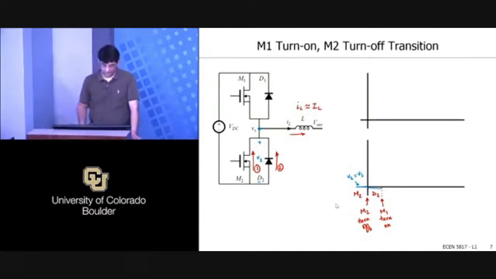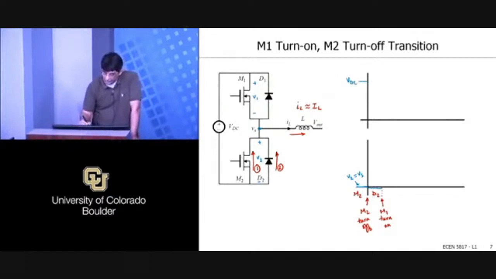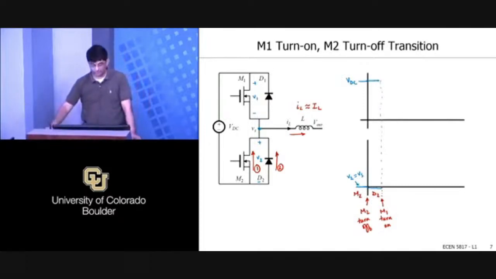Let's also sketch the voltage across M1. So what was the voltage across M1? This is V1. Initially, M1 is blocking all of VDC, so you have VDC, and M1 is still off here. All right, and I am going to basically turn on M1. What happens?